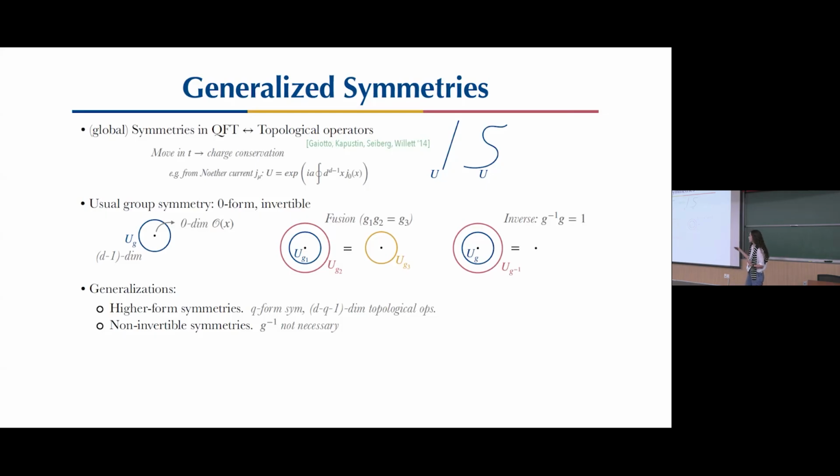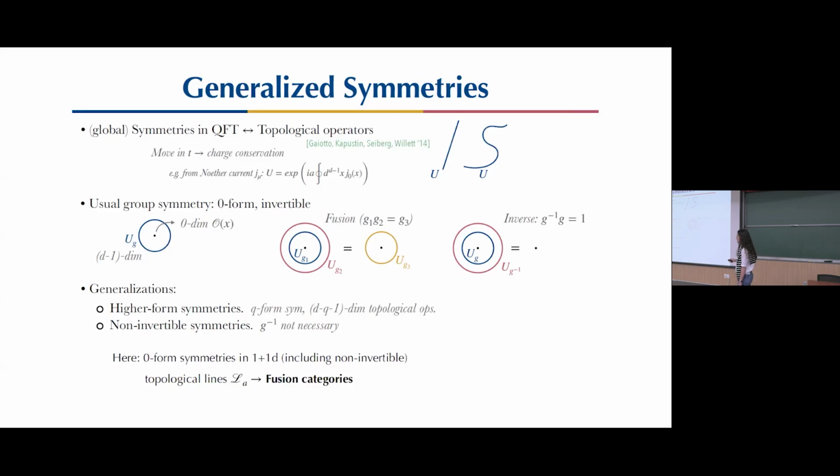But now with this topological operator picture, you can generalize symmetries in various ways. So there are higher-form symmetries that act on extended objects. I think you heard from Julio about them. And there are also non-invertible symmetries where you're not requiring these inverse properties.